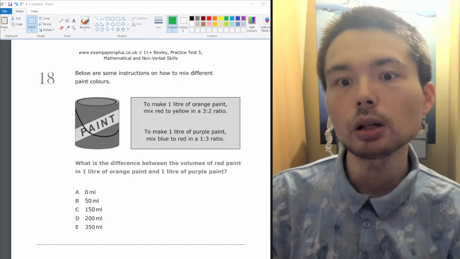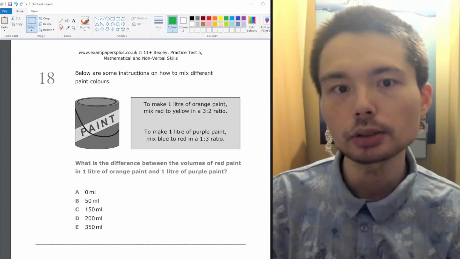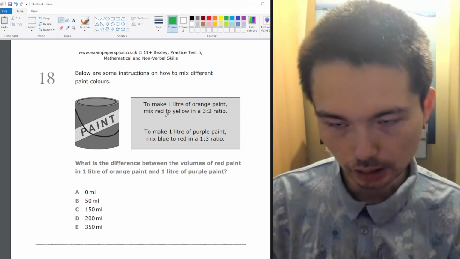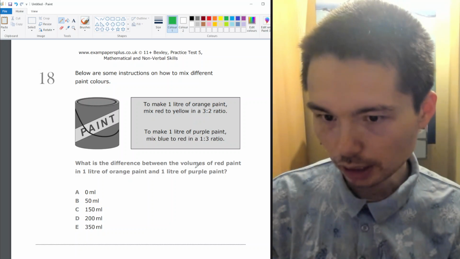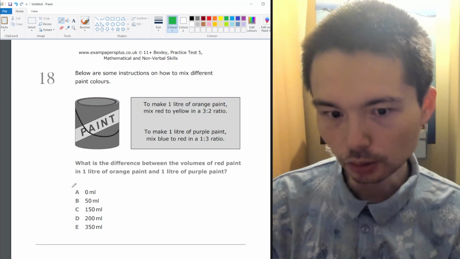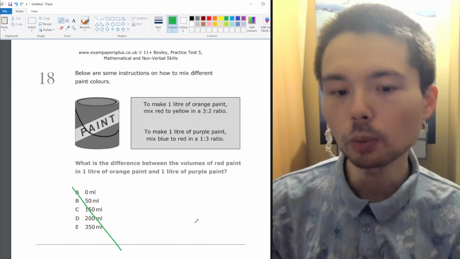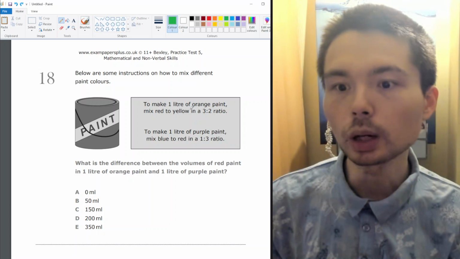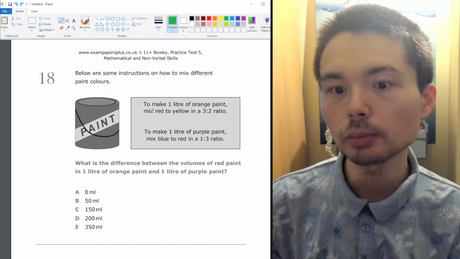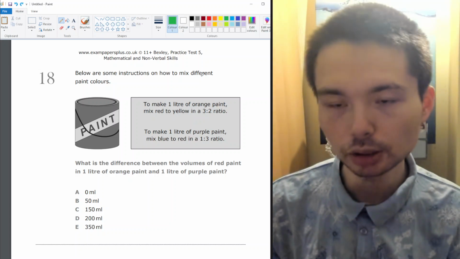Question 18. Below are some instructions on how to mix different paint colors. Already this question looks very scary. There's just so many words for a way to get the answer. To make 1 litre of orange paint, we need to mix red to yellow in the ratio 3:2.